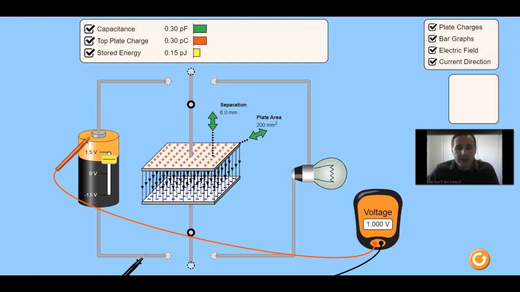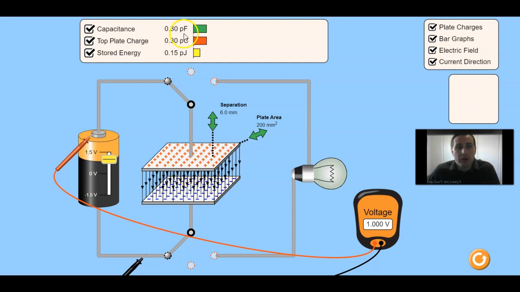So what I have here in this simulation is a battery, and I have set it to 1 volt. I can change the voltage here along the slider. And what I have done is I have charged this capacitor. For now, we're not going to be looking at the details of how the capacitor was charged. Let's just imagine that the capacitor was charged, and in fact, the capacitor itself was charged to 1 volt.